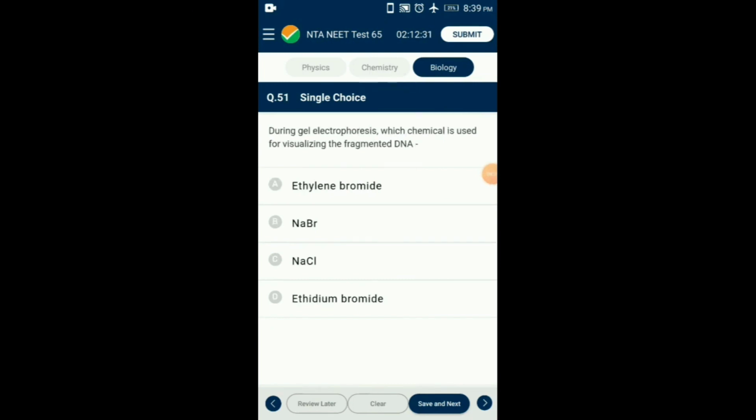Question number 51. During gel electrophoresis, which chemical is used for visualizing the fragmented DNA? In gel electrophoresis, the fragmented DNA can be visualized only after staining the DNA with a compound known as ethidium bromide, followed by exposure to UV radiation, as pure DNA fragments cannot be seen in visible light without staining. So the answer is option D, ethidium bromide.